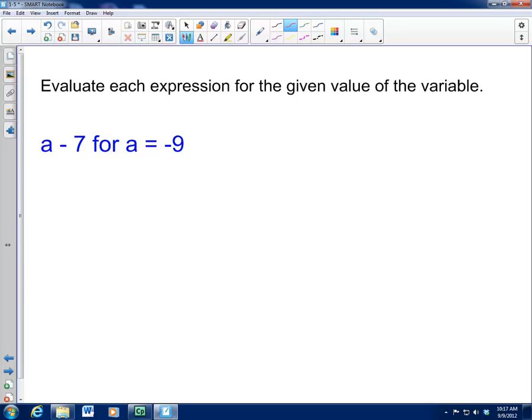On the last example here, it's asking us to solve this expression. Well, it says a minus 7 for a equals -9. So it's telling us that this a right here really is going to be -9. So we have to substitute that value in there. So our problem is really going to look like this: -9 minus -7.